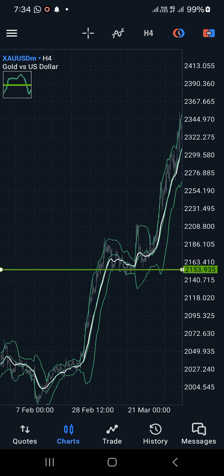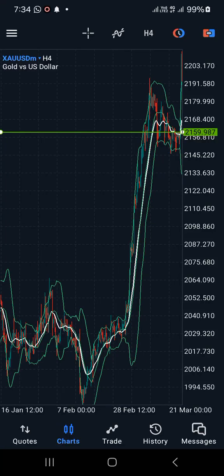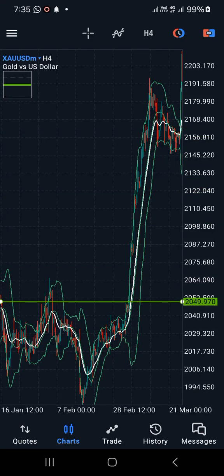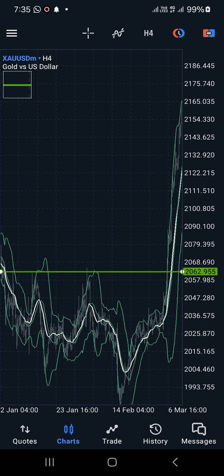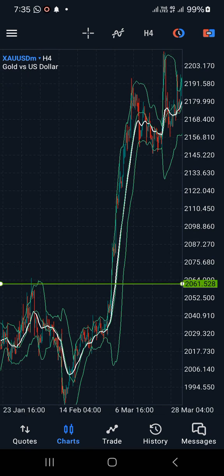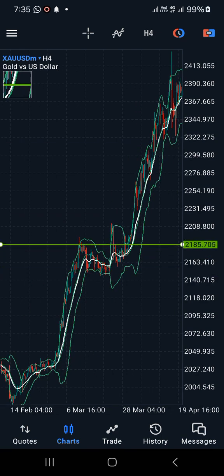Note that this is a long squeeze because, okay, let's go down to the lower one so that you see it better. Okay, you can see these lines are together, but this is not a perfect Bollinger Squeeze. In a perfect Bollinger Squeeze, if you go to lower time frame, you can see that there was a long range here for a long time.